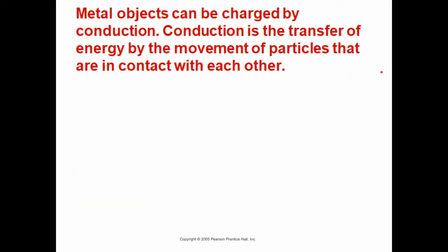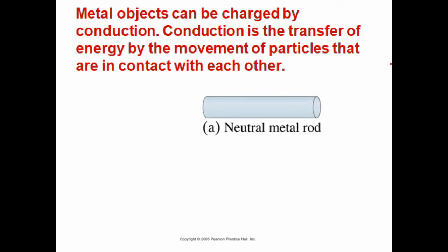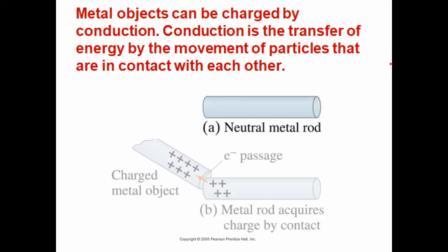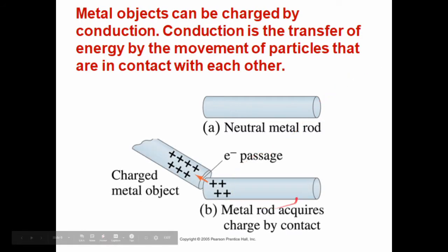The next method of charging is called charging by conduction. It is when the transfer of electrons is facilitated by direct contact between the two materials. You typically need to have conductors for this to happen. Here we have our neutral metal rod, and I bring into contact with it a charged metal object. The neutral metal rod will become positively charged because it is in contact with this charged metal object. You could think of these positives as moving onto this neutrally charged rod. But in reality, it is electrons that are moving in the opposite direction.